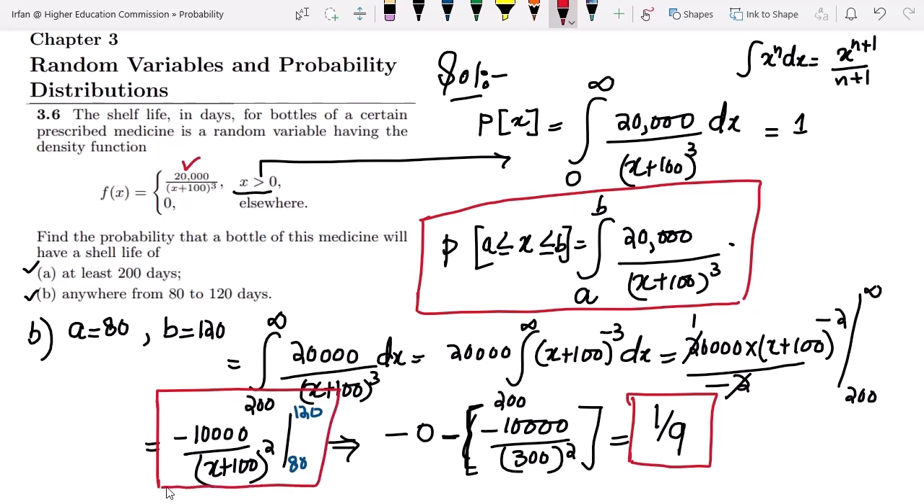After solving it for the terms which I have done here for part A, you will get the answer related to this one. So this is the conceptual overview of finding the probabilities from the random variables or the density functions.